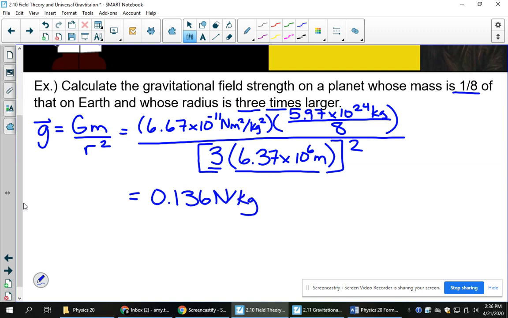0.136 newtons per kilogram. So we don't even know the planet's name, but we just know that it's an eighth of the mass of Earth and 3 times larger for radius. And we can figure out the acceleration due to gravity, or in this section, the gravitational field strength.